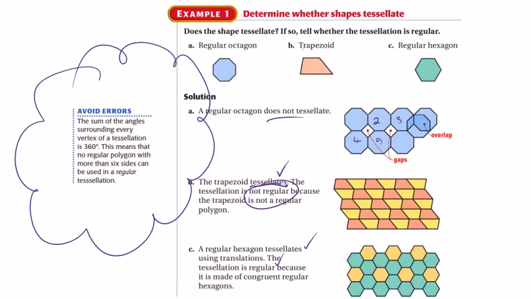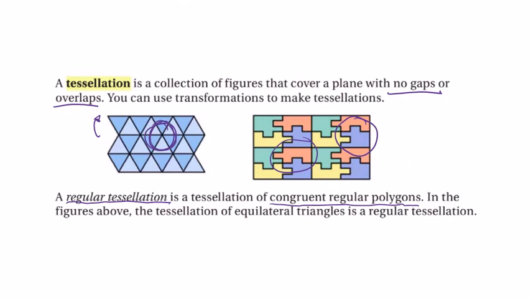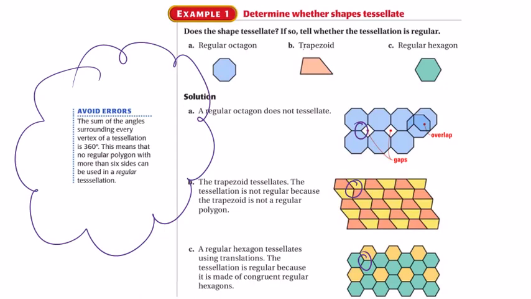The sum of the angles surrounding every vertex, so let me erase some of my marks so that I can highlight them a little bit more. Here is a vertex, here's a vertex, here's a vertex. If I go back a couple of slides, here is a vertex. The sum at every vertex is 360 degrees. That's how many degrees are in a circle, so that makes sense. This means that no regular polygon with more than 6 sides can be used in a regular tessellation.